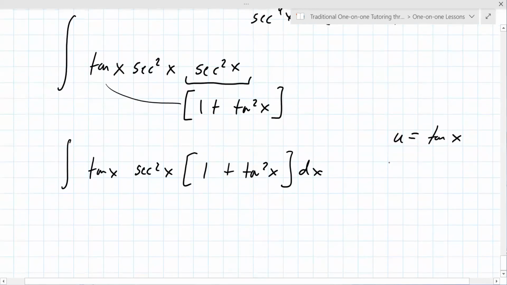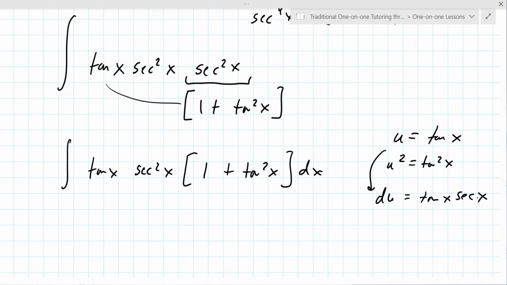So why does that help? Well, u squared is tangent squared x. That's good right there. du is tan x secant x. Is that helpful? Strip one tangent and one secant out. See, I'm saying like, well, this becomes 1 plus u squared. Great.